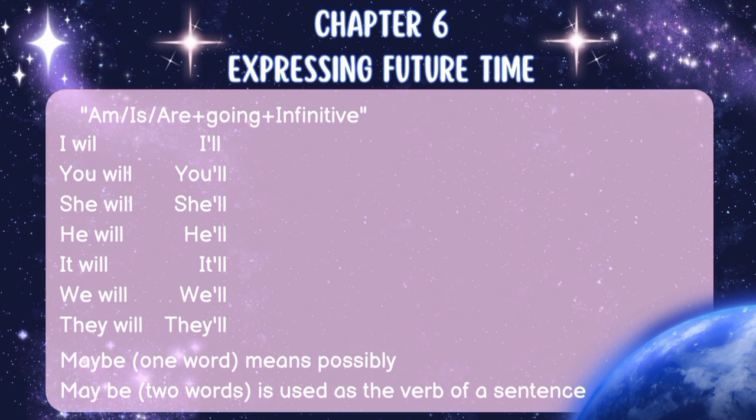The question form is be plus subject plus going to. The example: are you going to come? Words used for future time. For example, tomorrow morning, next week, in 10 hours. Using today, tonight, and this plus morning, afternoon, evening, week, month, or year.